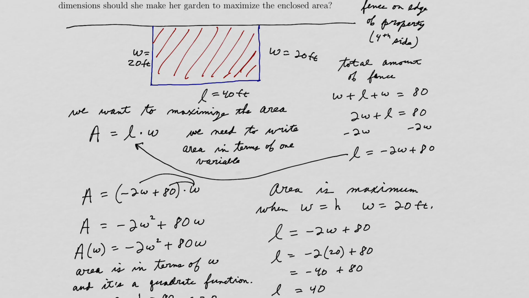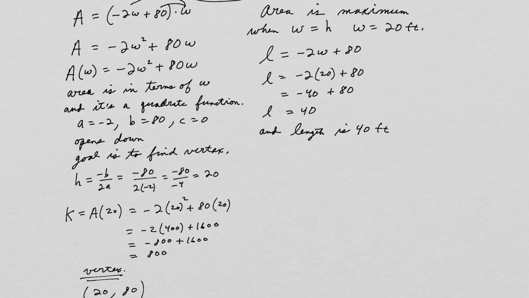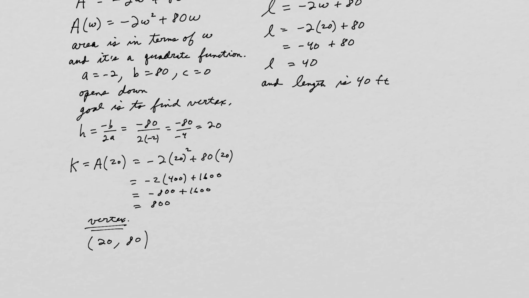And then I said I would plot it. So let's actually plot this function, the area function. See if I have a little more room here. So if I plot this, it's going to look something like this. So this is the width on the x-axis, and then area is on the y.